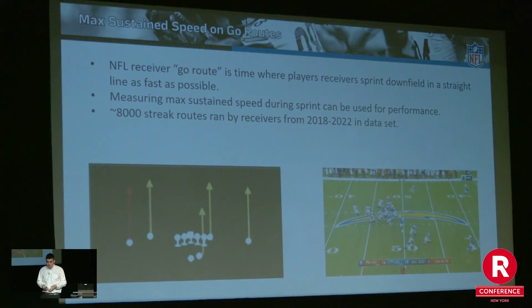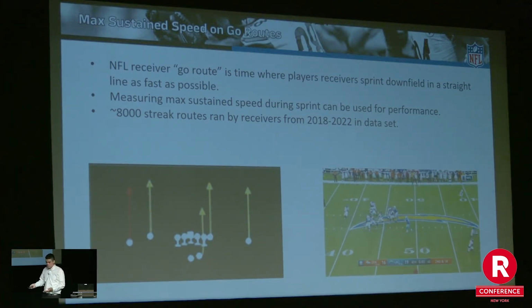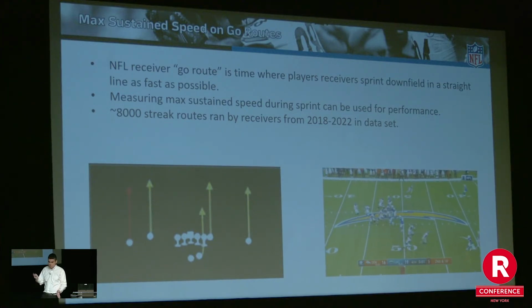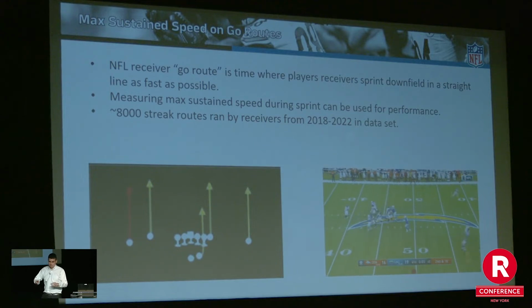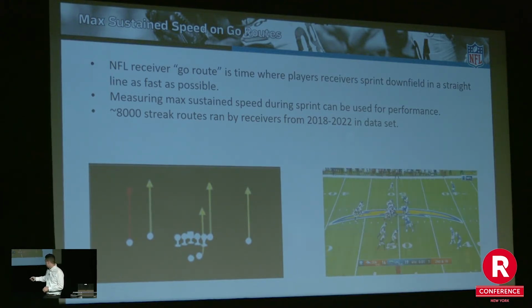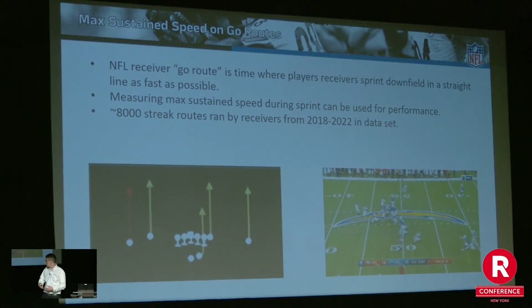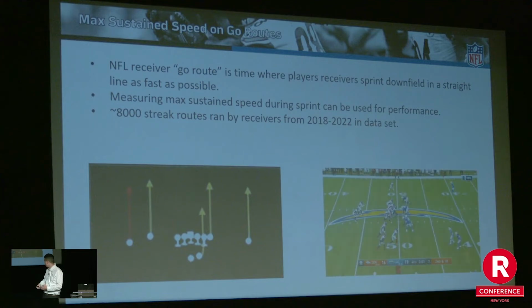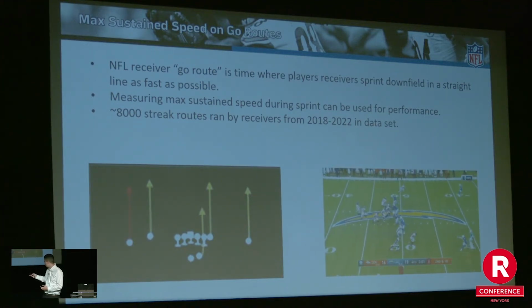So again, we're going to use max sustained speed on these routes, and that's going to be our data set. It's about 8,000 from 2018 to 2022, so that's essentially 8,000 times a receiver ran that streak route and had ample time without the quarterback being tackled early or the pass being thrown early. So for example, this play would have 4 observations.